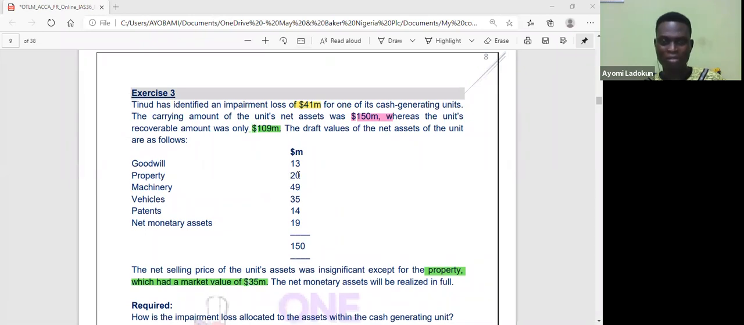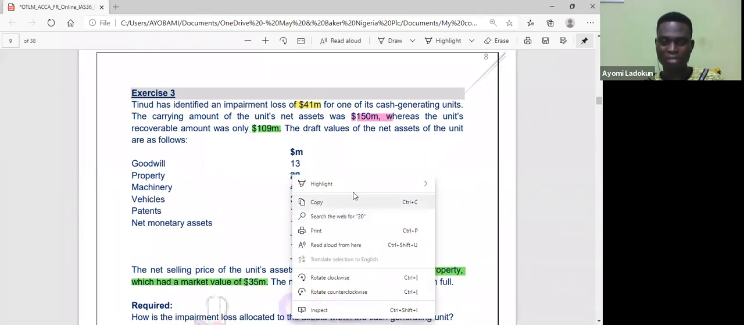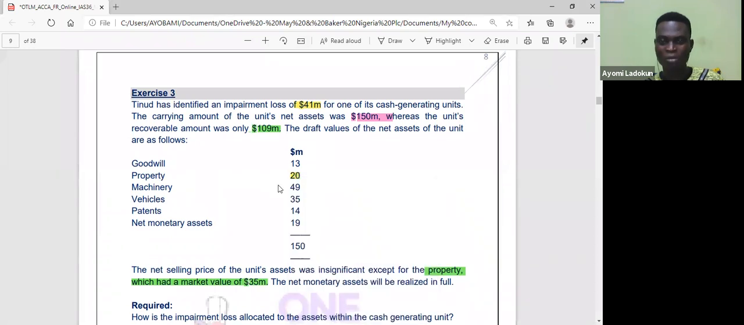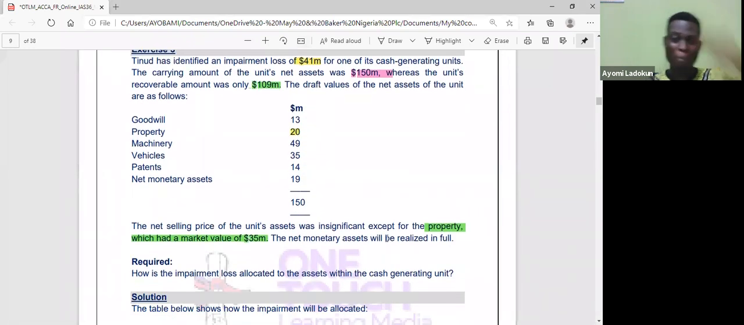Now, the current amount of property in my books of accounts is 20. But the market value is 35. That means if I need to sell this property now, I will sell it at a gain, because what I have in my account is 20 and the market value is higher. The recoverable amount is higher than the carrying amount. The asset is not impaired. So the answer is no. Property is not impaired.